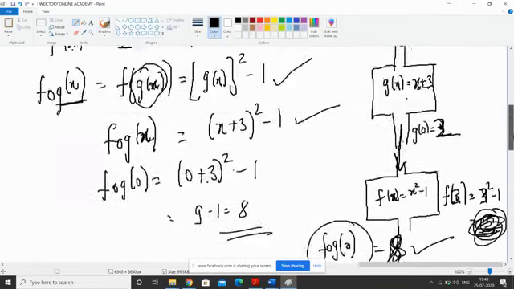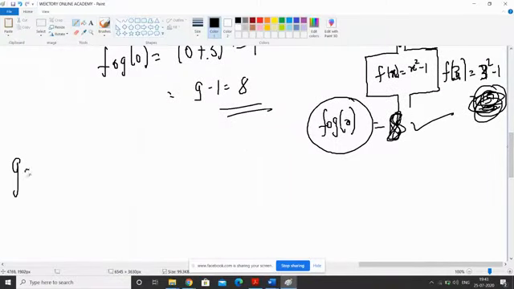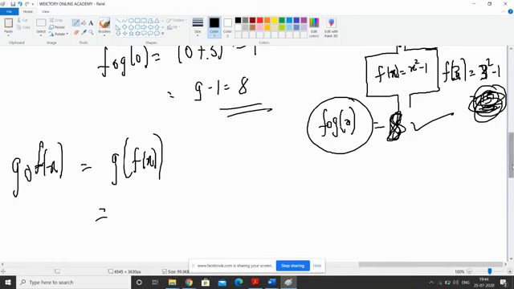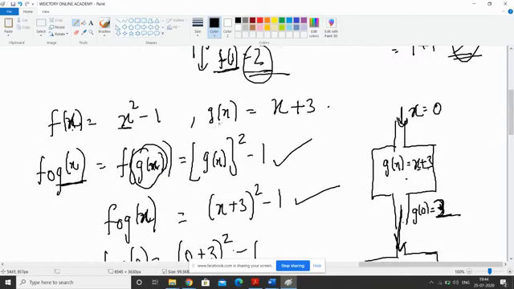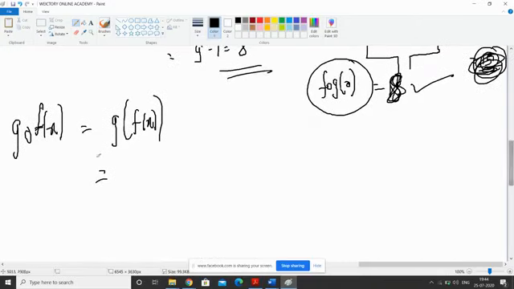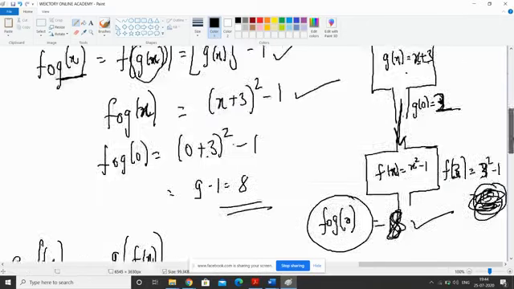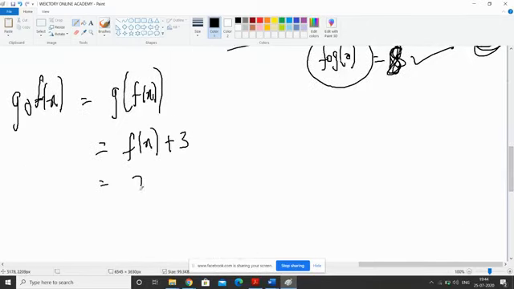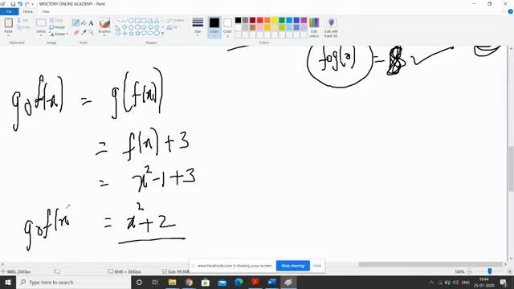So this was f o g of x. If you want to find out g o f of x, that means we are substituting f(x) inside g(x). g(x) was x plus 3, so now it will become f(x) plus 3. And now we will replace f(x), which was x square minus 1. So x square minus 1 plus 3, right? So you will get x square plus 2. So this is your g o f of x.